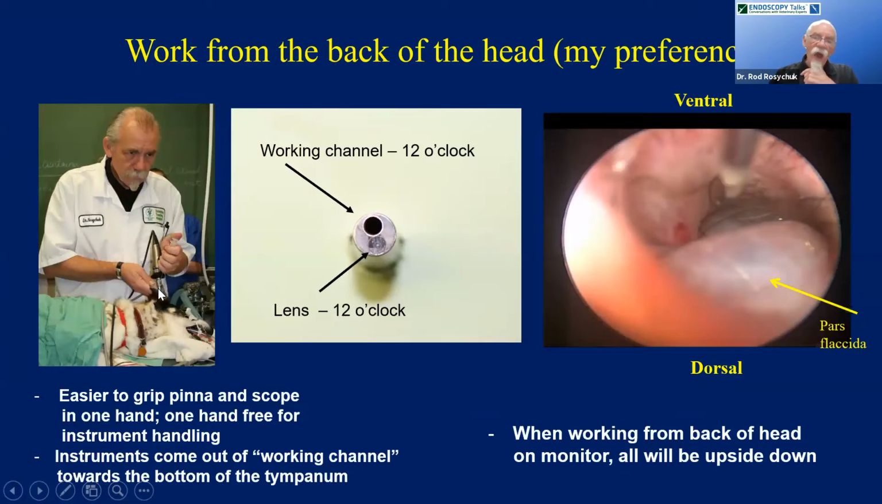The reason I do that is that when instrumentation comes out of my video otoscope, it has a tendency to come out towards the top of my screen. Now, when I work from the back of the head, everything on your screen will be upside down. So for instance, here's a tympanum, and this is the pars flaccida, and here's pars tensa. The bottom line is my instrumentation, if it comes out, will always be in this more dorsal area, which actually turns out to be the ventral aspect of the tympanum. And recall, when we go through the tympanum into the middle ear, we always want to stay ventral in the middle ear, away from all the sensitive structures of the middle ear, because they are all dorsal.